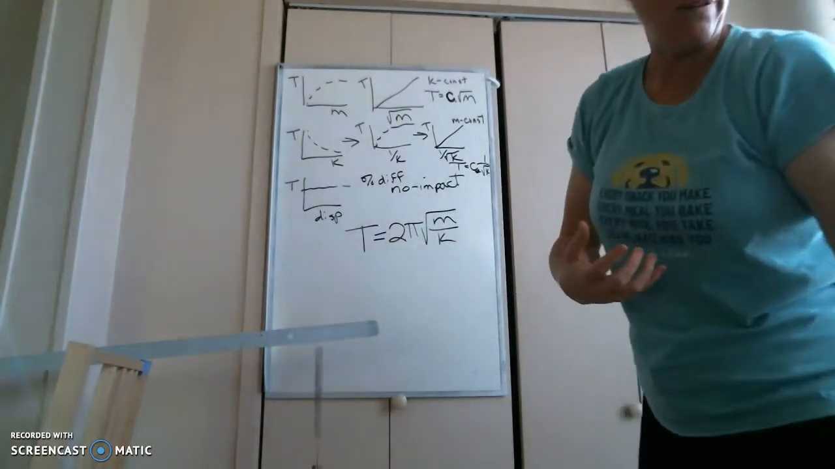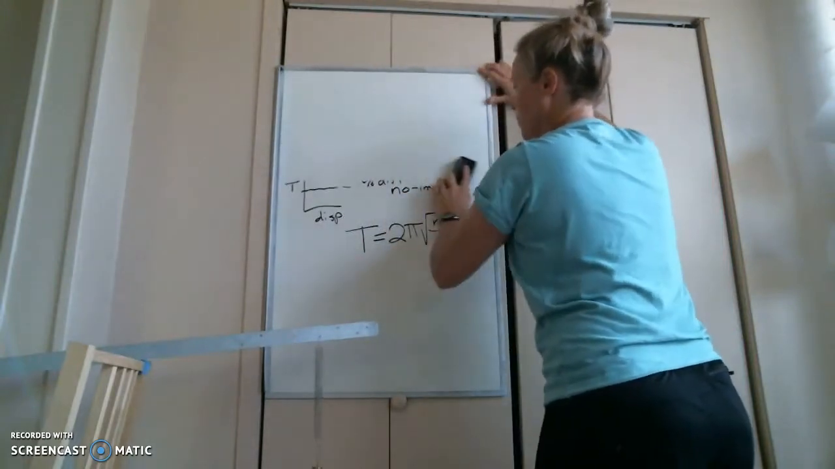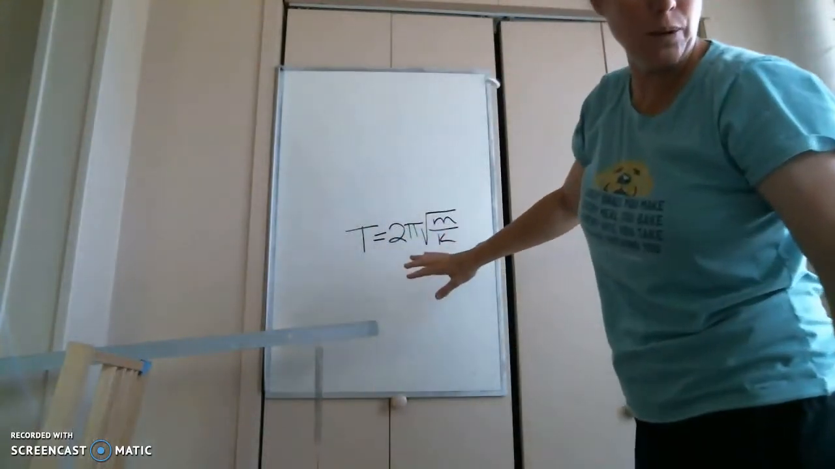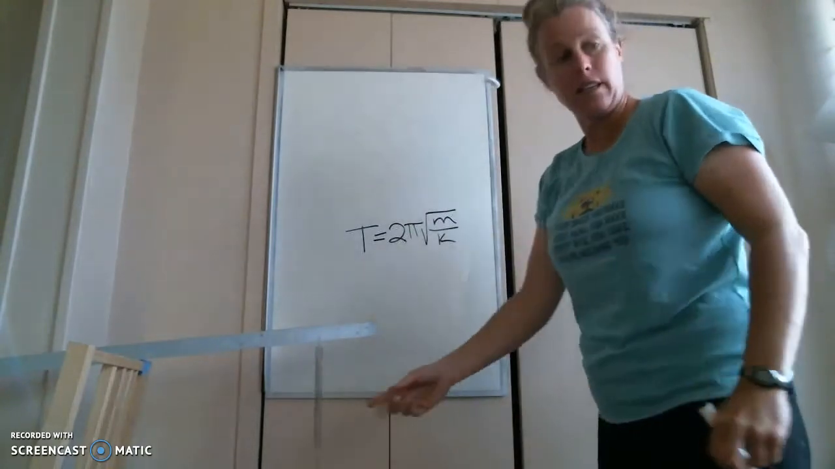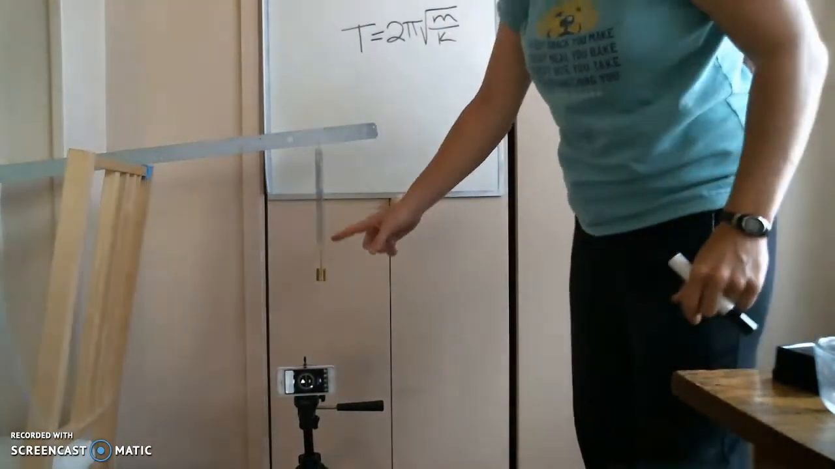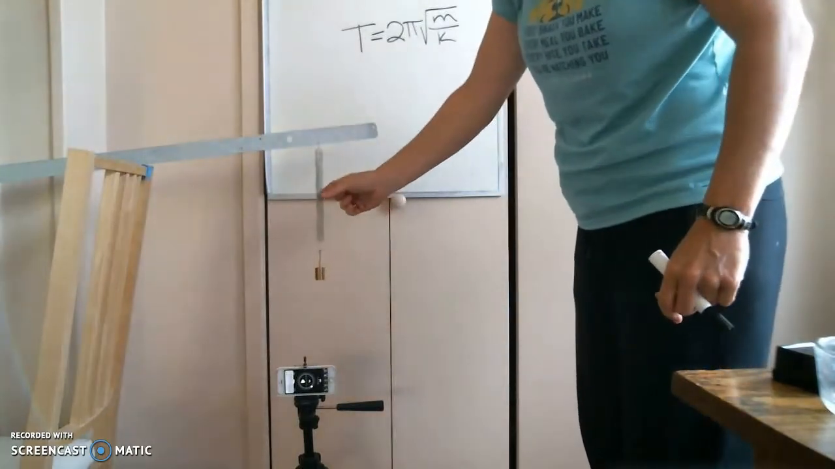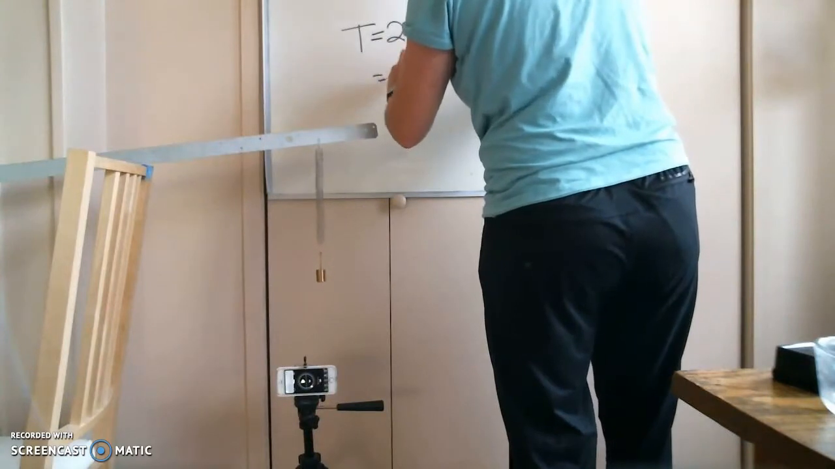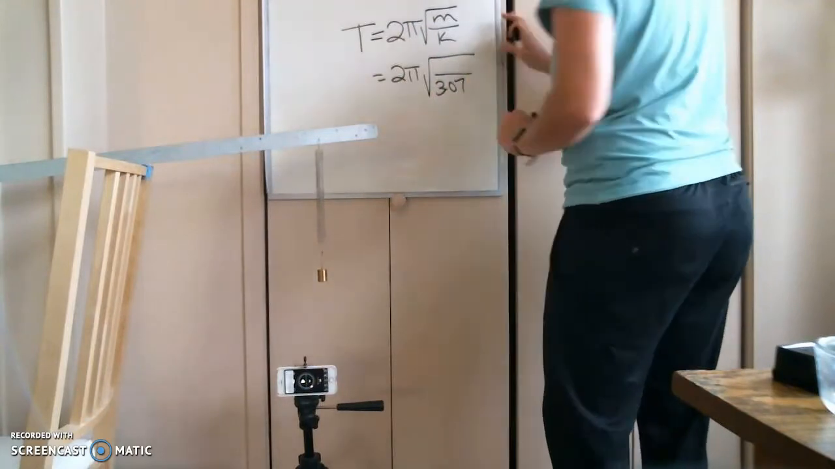As a result, what did we find? We found this equation, and we can utilize this equation in any setup. So I used this equation to find out what my period would be for this setup. I had to find the k value. I ended up finding a k value, 2 pi, and I found the k value is 3.07.